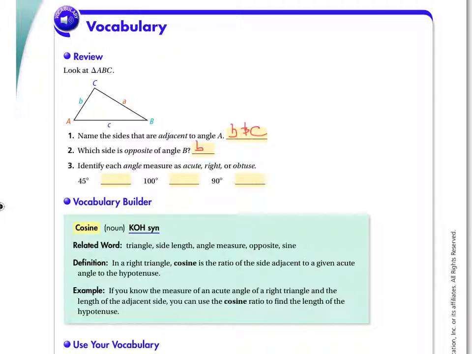Identify each angle measure as acute, right, or obtuse. So what's 45 degrees? Acute, that was a toughie, right? And 100? Obtuse. And then 90? Right.